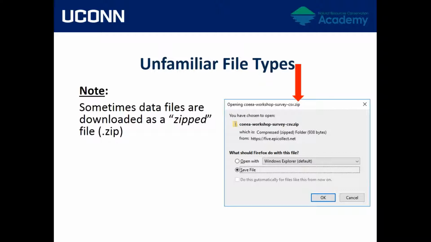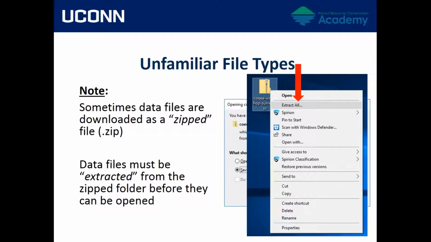Sometimes when you go to download your data, it comes as a zipped file, and the file format for that is .zip. What ends up happening then is you have to unzip that folder and extract the files before you can use them. It's just a way that the files get compressed in order to download them faster. They're a smaller file size, but when you extract them, they become their original files, and then you can use them.